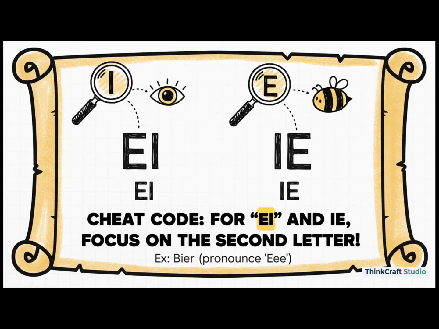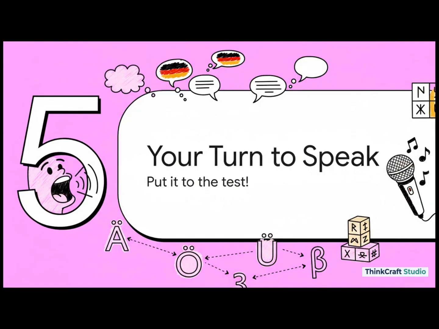But here it is, the ultimate cheat code for telling them apart. Are you ready? Just say the name of the second letter in the pair. That's it. So in drei, the second letter is I, so you make the I sound. In beer, the second letter is E, so you make the EE sound. This simple little trick works every single time. It's a game changer. All right, enough theory. You now have all the fundamental building blocks to pronounce pretty much any German word that comes your way.